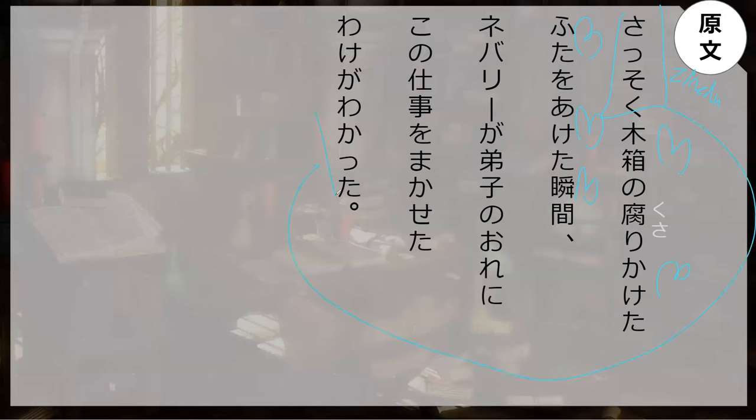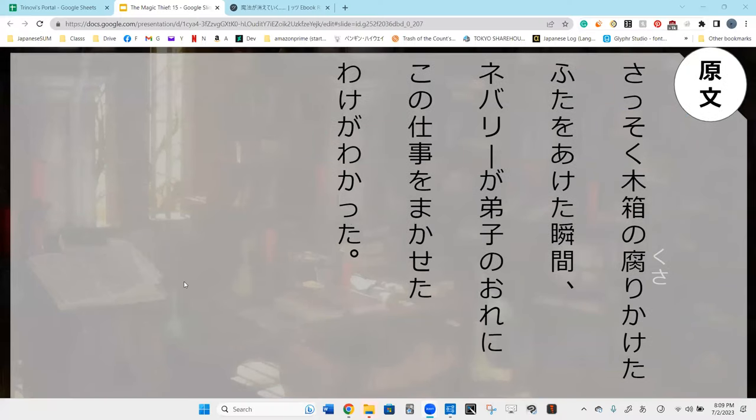Wakatta. I immediately understood the reason that nebari ga deshi no ore ni, the reason for leaving this task, this job, to me, the apprentice. Perfect. That's even how he says it. He's like, ah, I get it. This is why he's leaving this job to me, the apprentice. He's very excited about what he found in the box.